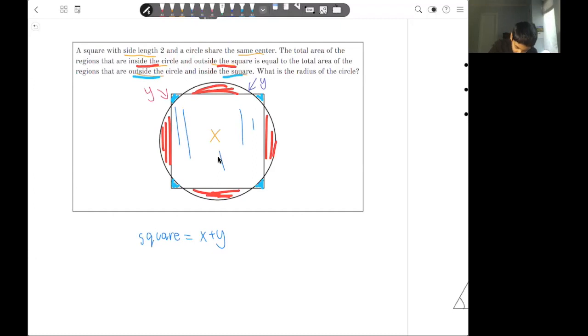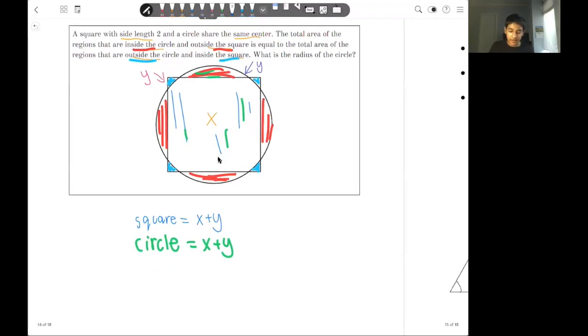The circle is going to be, well, the inside is x, and the outside again is just y. So the circle also has the area of x plus y. And that means the areas of the circle and the square are equal. So now we know the area of the circle is equal to the area of the square. Does that make sense to everybody? Because the inside region is common and the outside regions are both equal, so the areas combined are both equal.